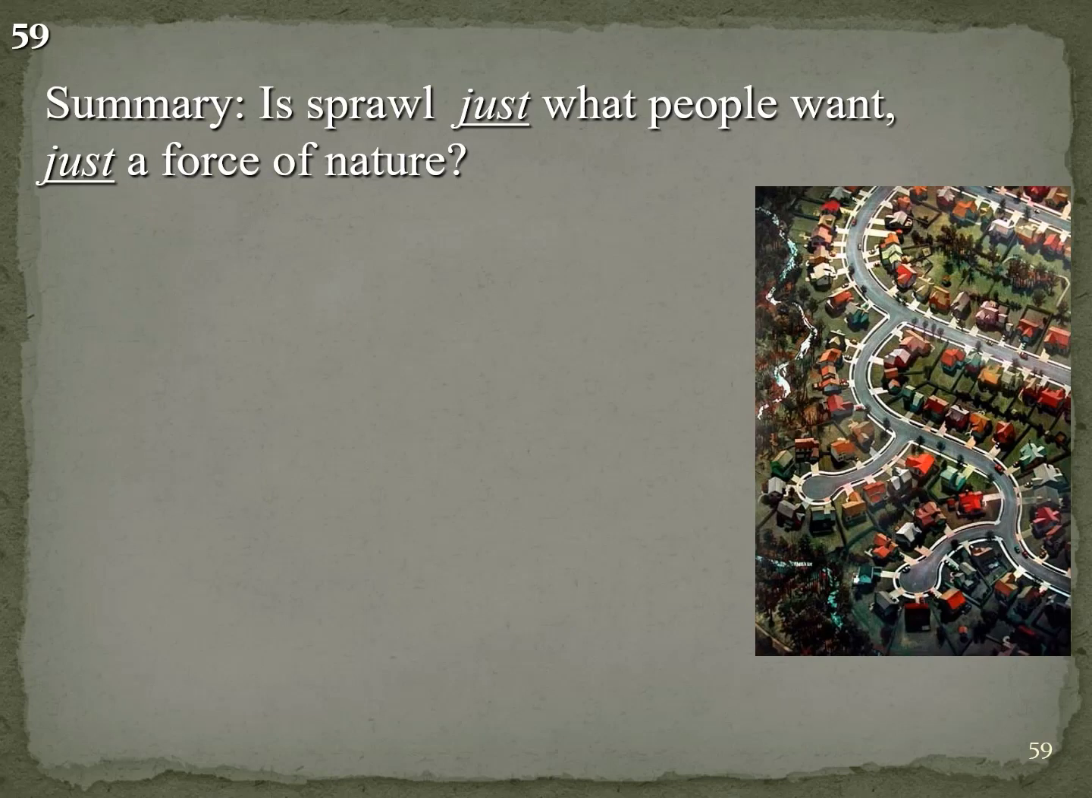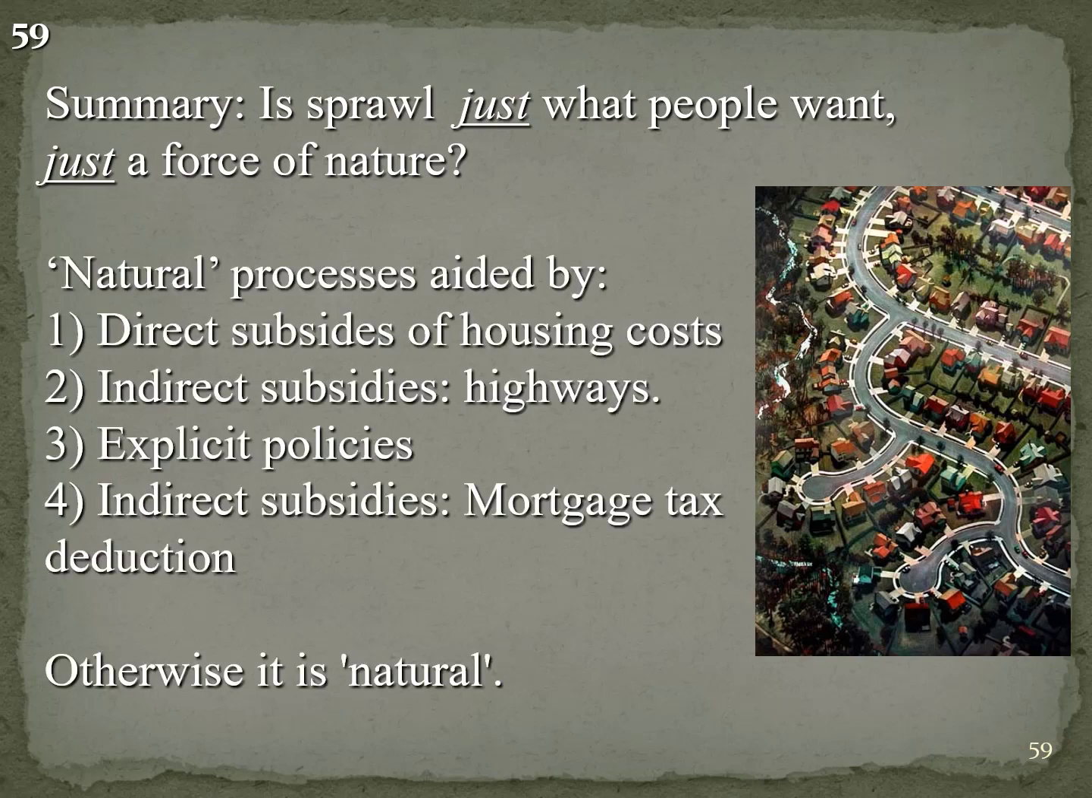So in sum, is sprawl just what people want? Is it just a force of nature? These natural processes are aided by direct subsidies of housing costs, which makes houses cheaper because people don't pay the full cost. Indirect subsidies of highways and infrastructure. People that live in sprawl development don't pay the full cost of the roads and the infrastructure required. And explicit policies like parking and zoning requirements that make city living more expensive. And indirect subsidies like the mortgage tax deduction, which actually pay people for buying big houses.